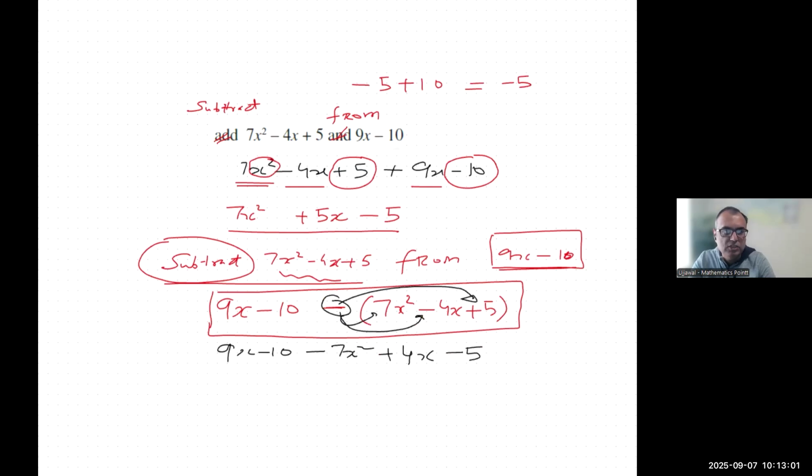And now I can just combine my like terms. So my first term, -7x squared, sits as is. Then my 4x is now a positive and a 9x is positive, which makes it 13x. And -10, -5 makes it -15.